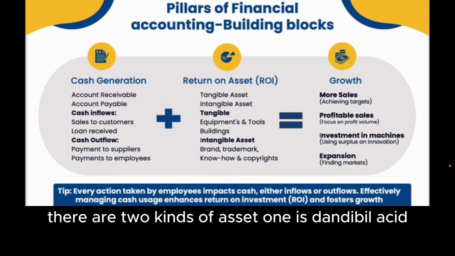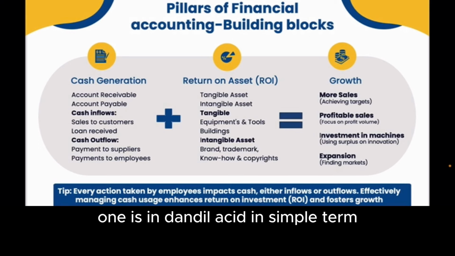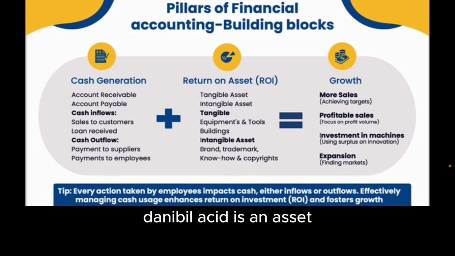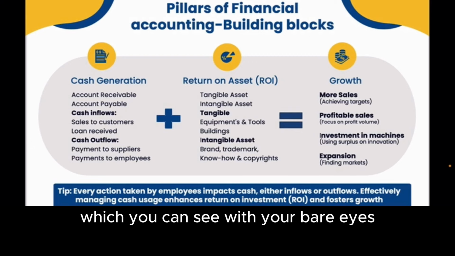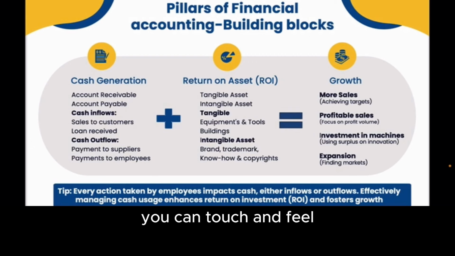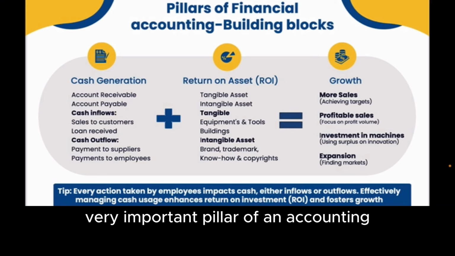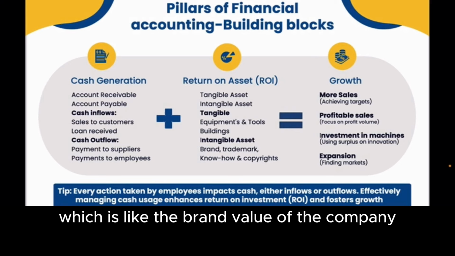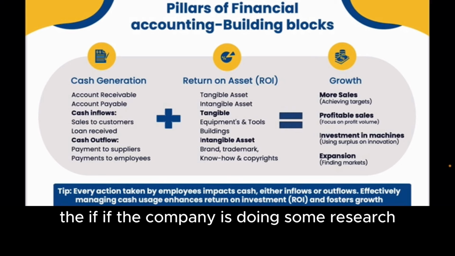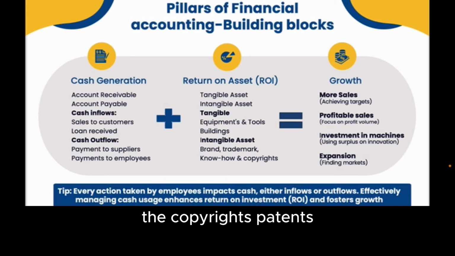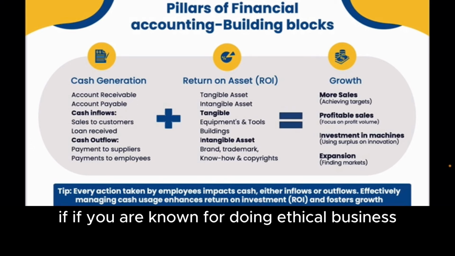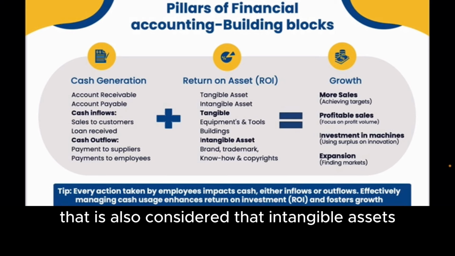So folks, there are two kinds of asset. One is tangible asset, one is intangible asset. In simple terms, a tangible asset is an asset which you can see with your bare eyes, which is physical in nature, you can touch and feel. There is another form of asset which is called intangible asset, which is also one of the very important pillars of accounting, like the brand value of the company, research the company is doing, intellectual property, copyrights, patents, and goodwill in the market. If you are known for doing ethical business, that is also considered an intangible asset.